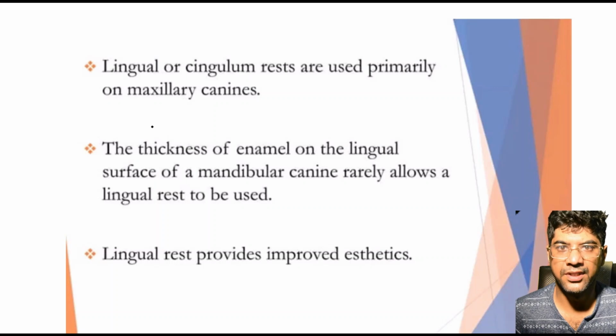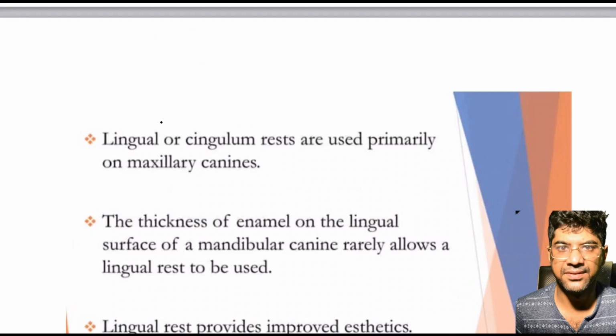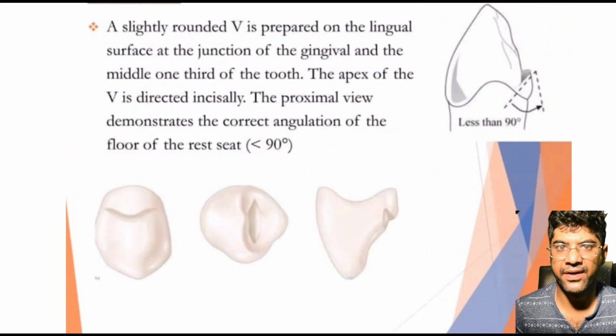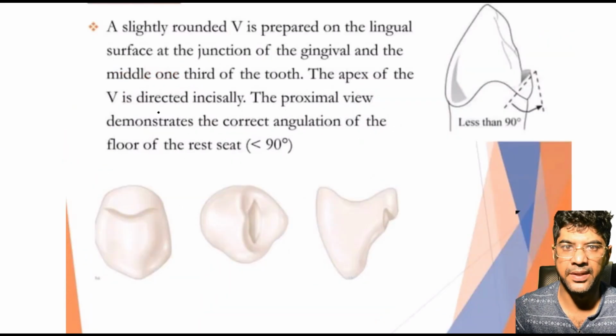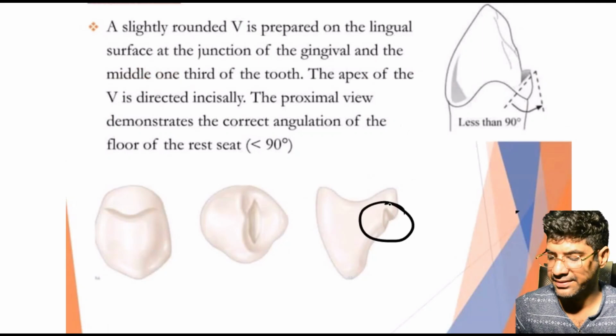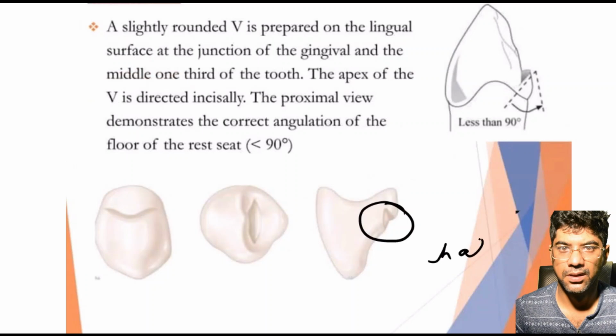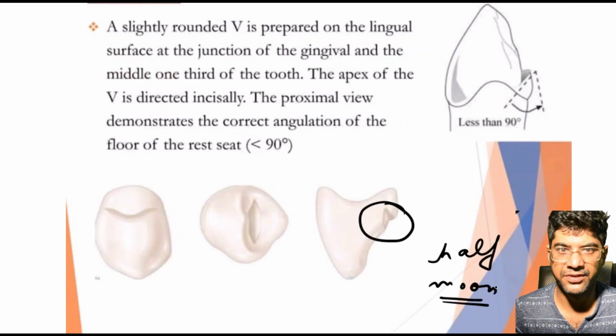So why are cingulum rests preferred over incisal rests? Cingulum rests are preferred over incisal rests because they are situated closer to the center of rotation of the tooth, which minimizes the tipping forces. They also transfer occlusal forces more effectively along the long axis of the tooth and are more aesthetically pleasing.